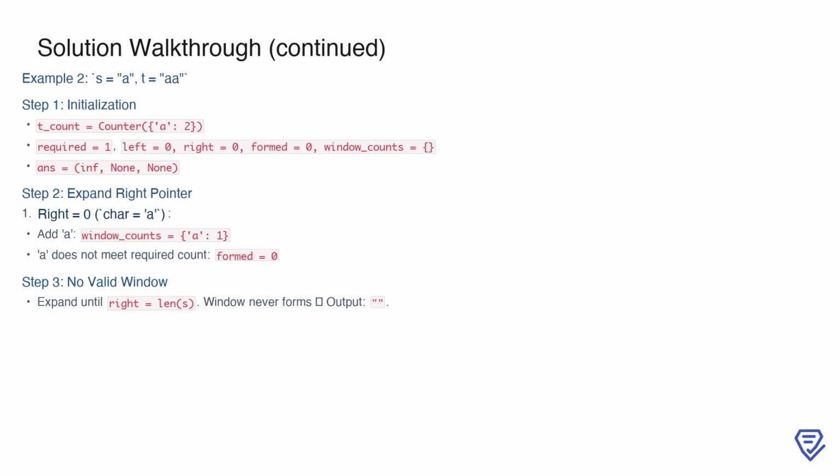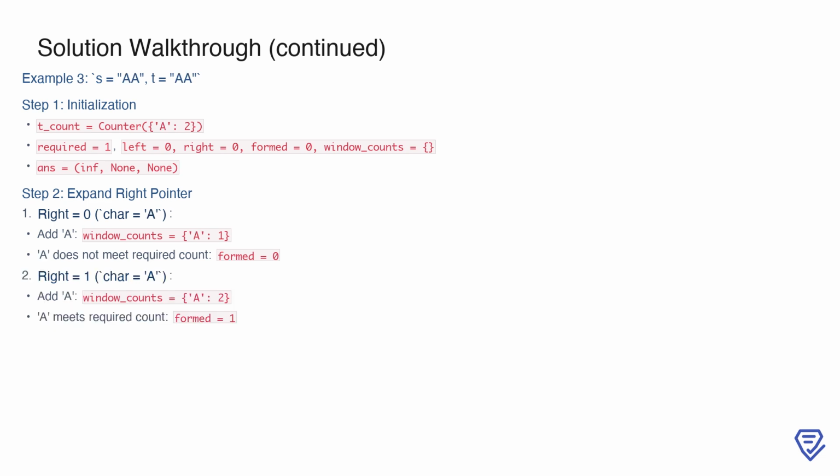However, the count of A in the window is still less than the required count in T_count, so formed remains 0. Since there are no more characters in S to process, and formed never equals required, we conclude that no valid window exists for this case. The output, therefore, is an empty string.